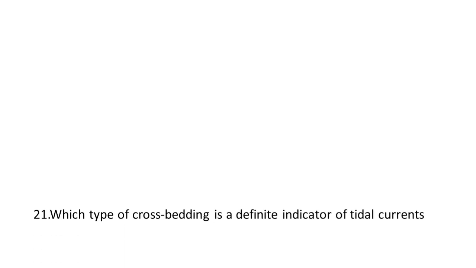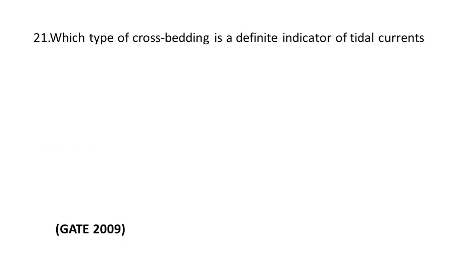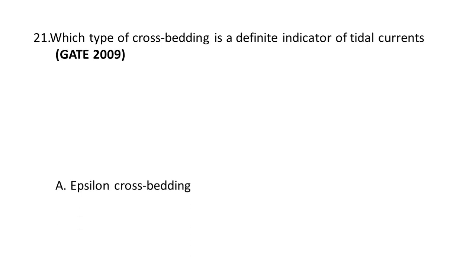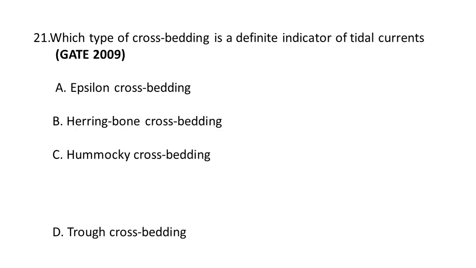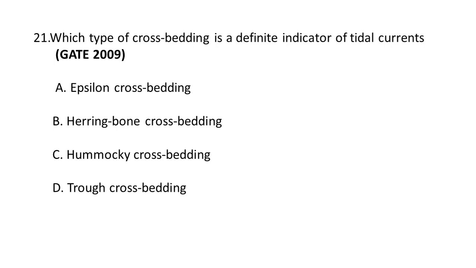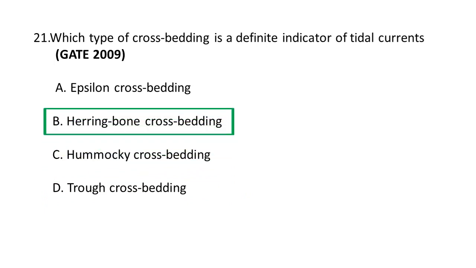Next question. Which type of cross bedding is a definite indicator of tidal currents? A. Epsilon cross bedding, B. Herringbone cross bedding, C. Hummocky cross bedding, D. Trough cross bedding. The type of cross bedding which is a definite indicator of tidal currents is herringbone cross bedding.